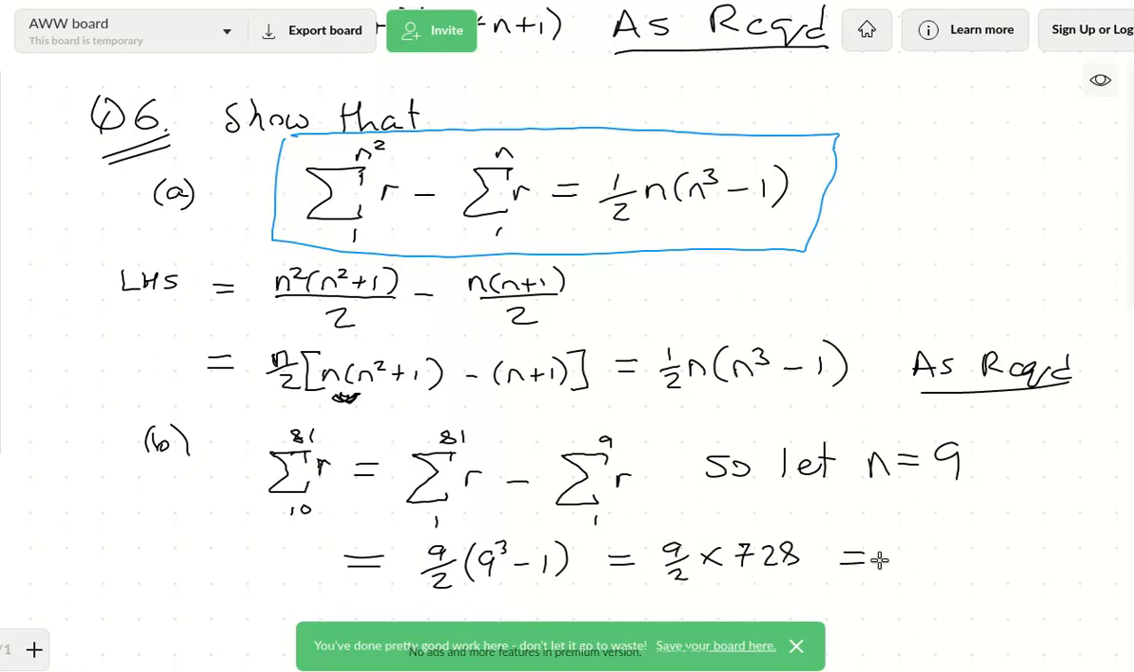And I'm now going to use my calculator. 728 times 9 divided by 2. 3276. Hopefully that's the same as the answer in the back of the book. Okay, or one of us is wrong.